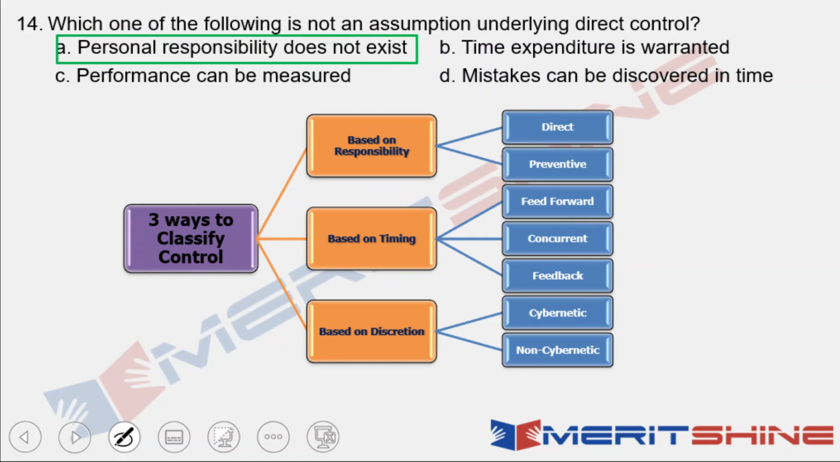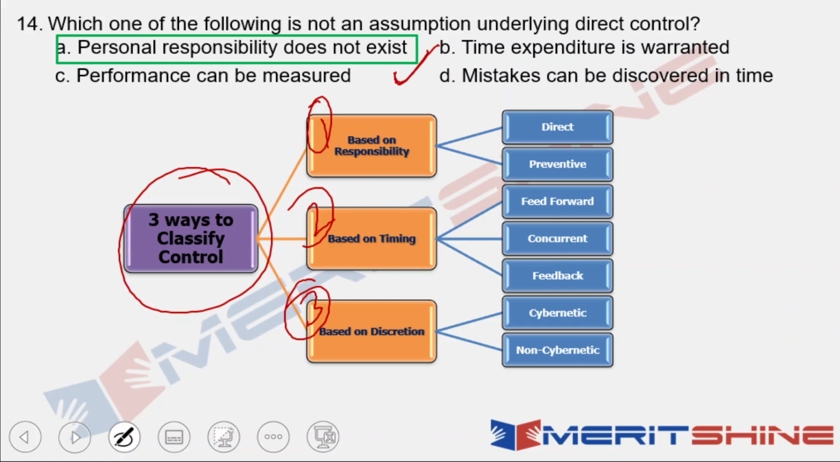Now, before I move on to the last question, let me show you the summary of control. There are 3 ways to classify control: based on responsibility, based on timing, and based on discretion. Here I gave you the answer first because knowing this would not have helped you answer this. If you know everything in detail, then it would help you, right? But only knowing the summary would not help you. If you do not know it in detail, then you'll have to use your common sense here. Therefore, I solved this with common sense first, and then I came on to the explanation.